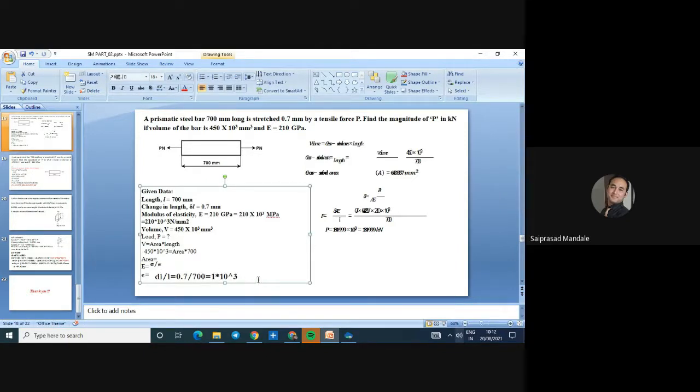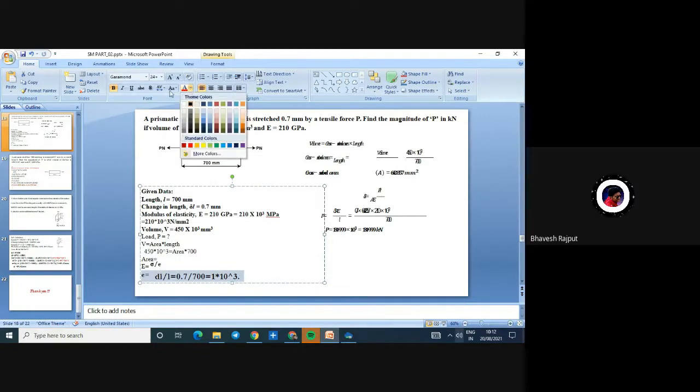So we have a value of strain. Up till this, is it clear to everybody? Yes, sir. Okay, I guess it is clear to everybody. E we have calculated. Now we have to move to the stress calculation.